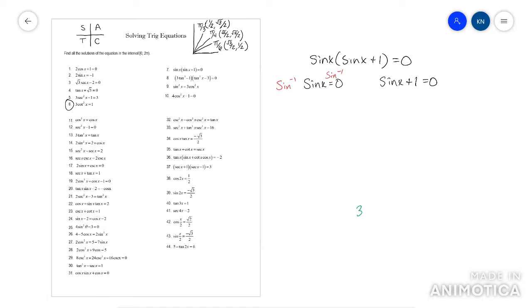So where sine throws a value of 0 would be at 0 and at pi. So these are 2 of my answers. And then this other one, I would keep solving it. So I would have to subtract 1. And so I'm ready to inverse sine. And so I'm kind of thinking, okay, where does sine throw a negative 1? That would be at 3 pi over 2.